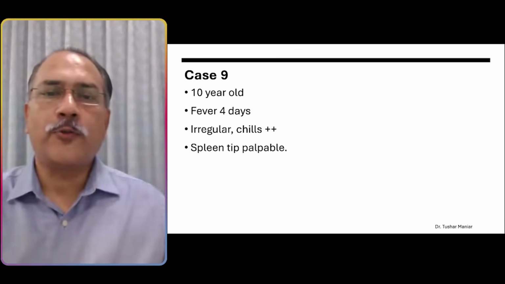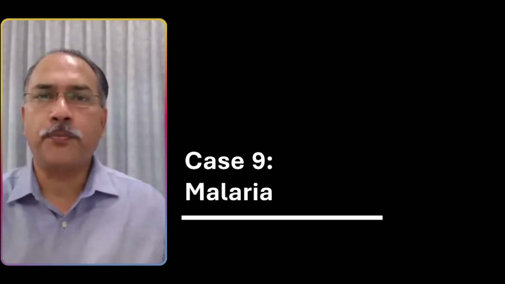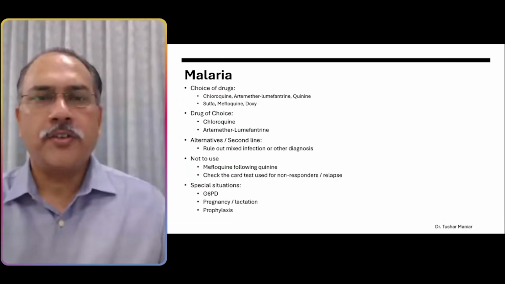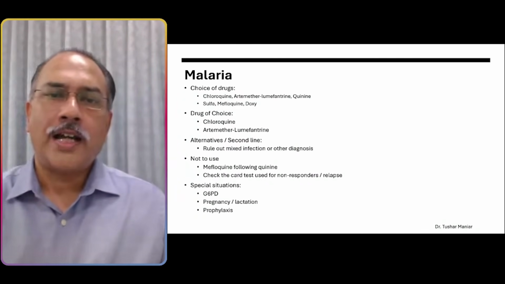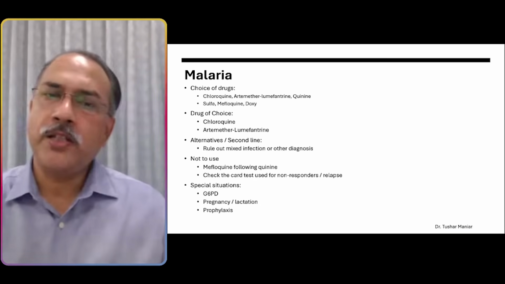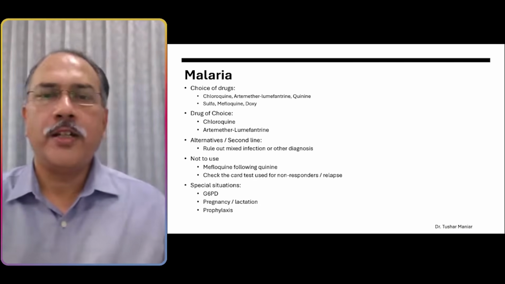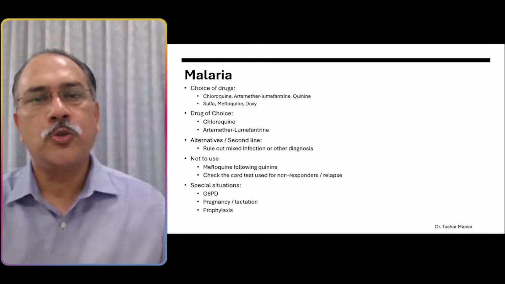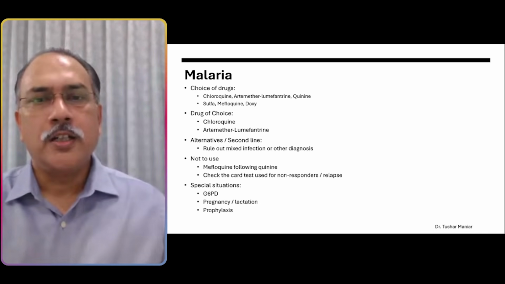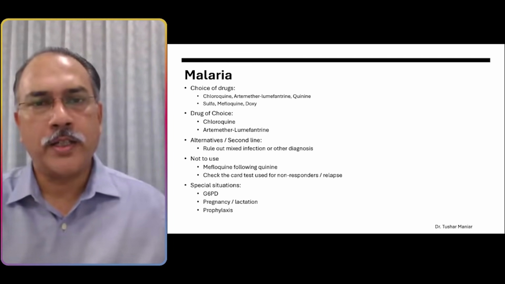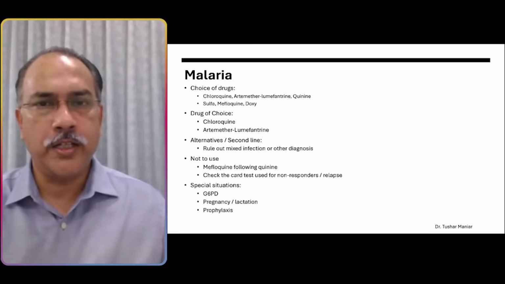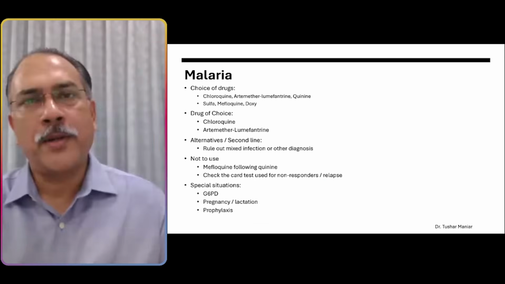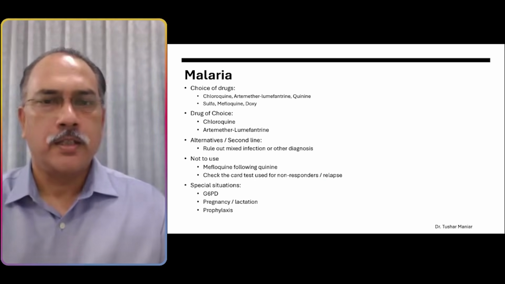A 10-year-old child, fever for 4 days, irregular chills and spleen palpable. We made a diagnosis of malaria. Again, we have multiple choices here. I would say if it is Vivax, please use chloroquine. If it is Vivax plus falciparum or only falciparum, use artemether lumefantrine. Do not forget to give primaquine as soon as you have checked G6PD. If G6PD is deficient, change your primaquine course appropriately.